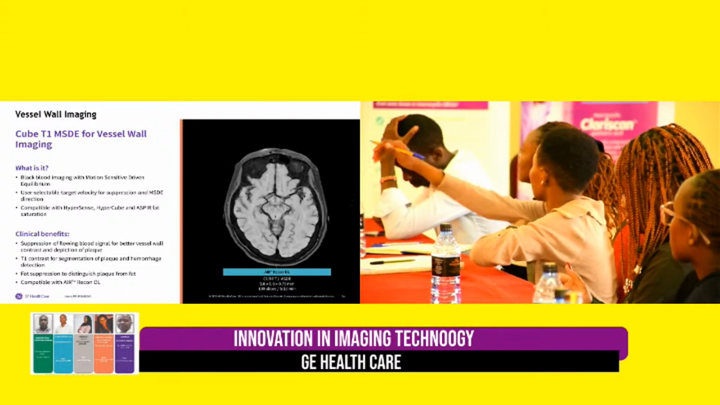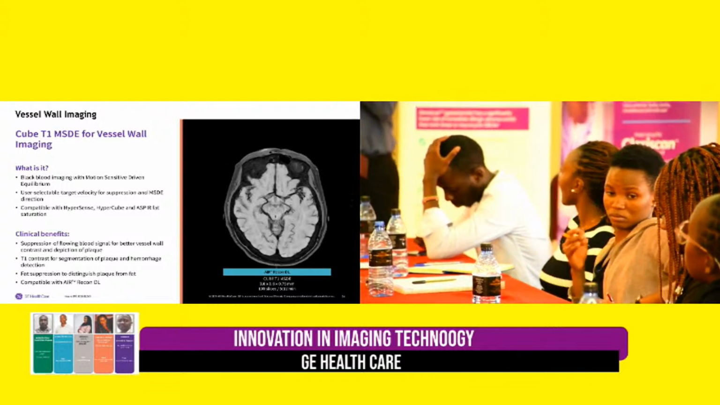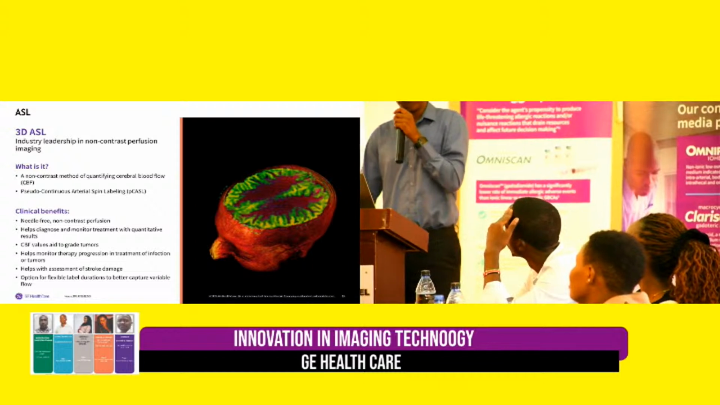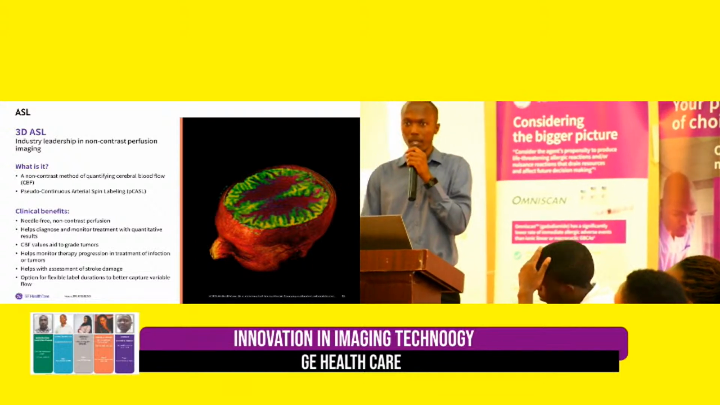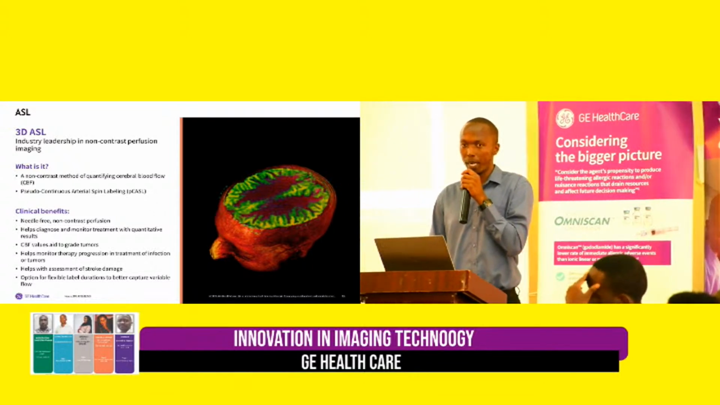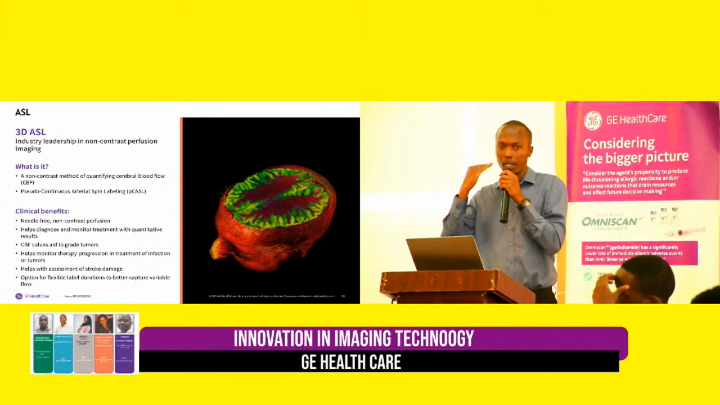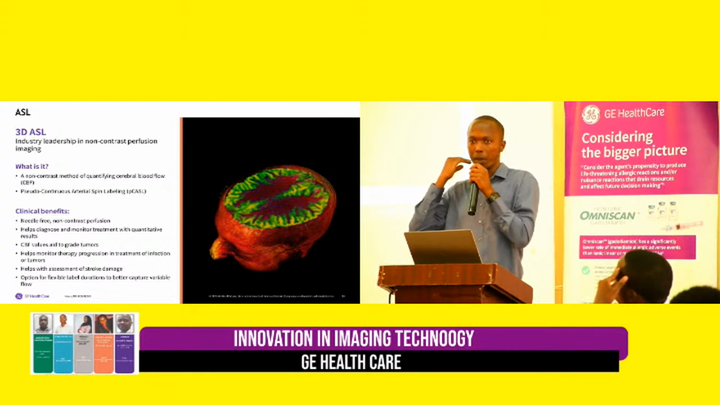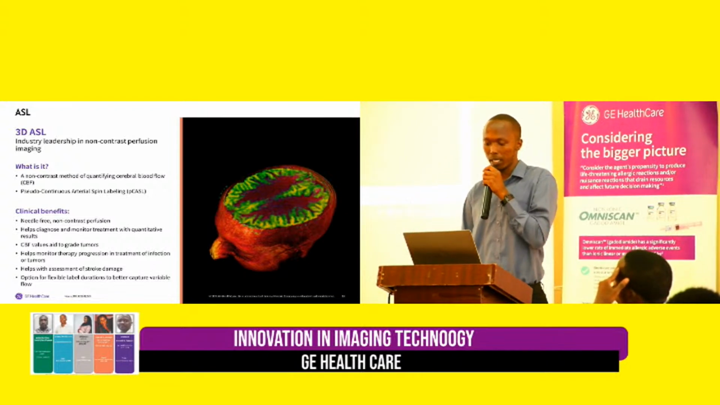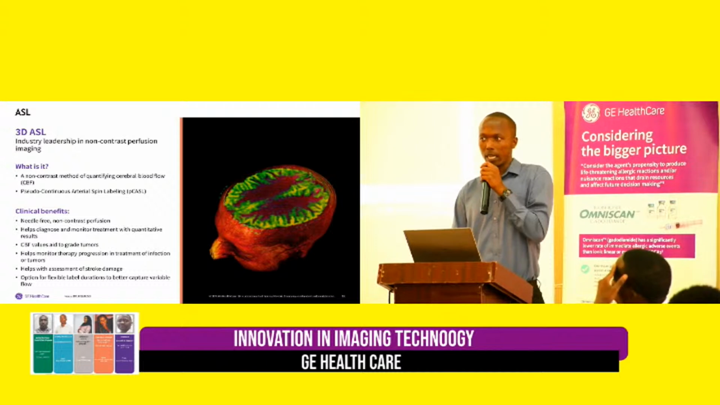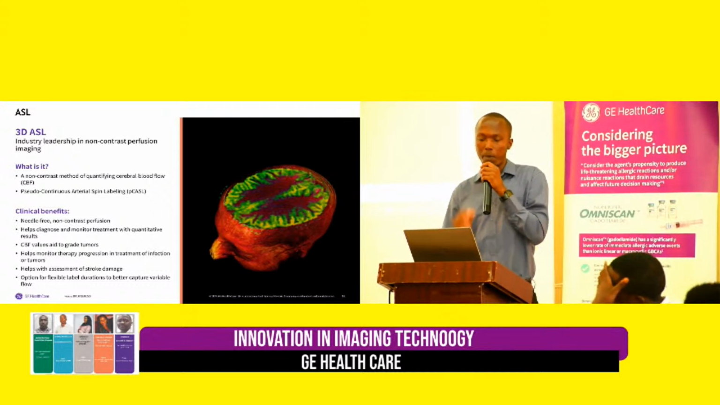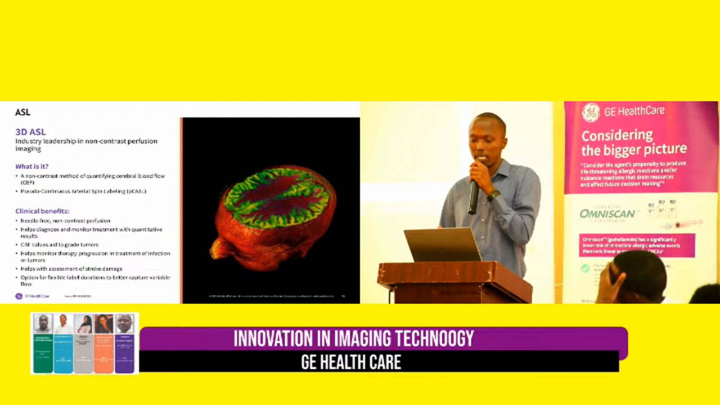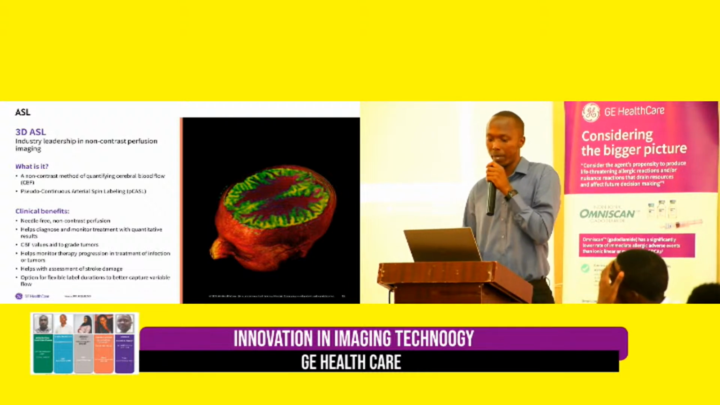And then lastly is on non-contrast perfusion. This is known as arterial spin labeling. So how does it work? An inversion pulse is transmitted to the base of the skull of the patient, which is a preparatory pulse. And then when the blood flows to the brain, we can quantify the amount of blood that has flown into the brain of the patient.